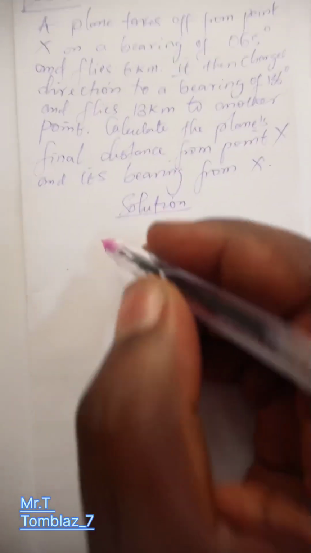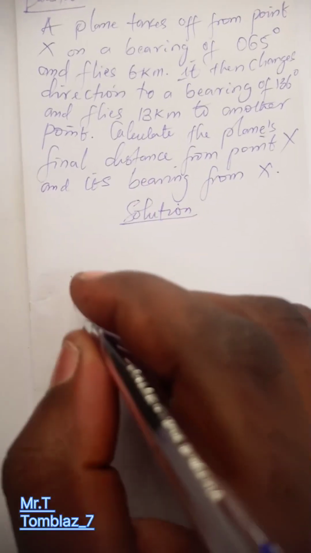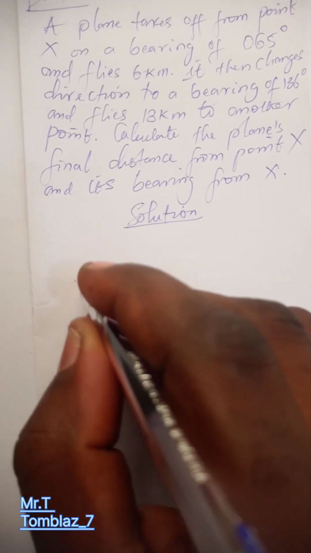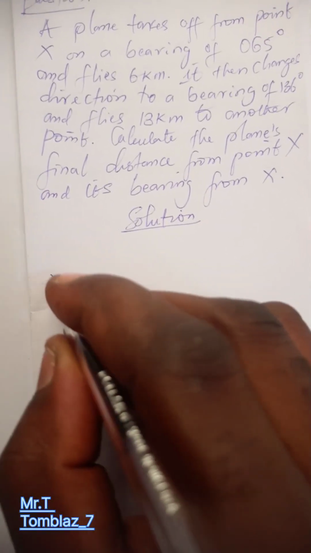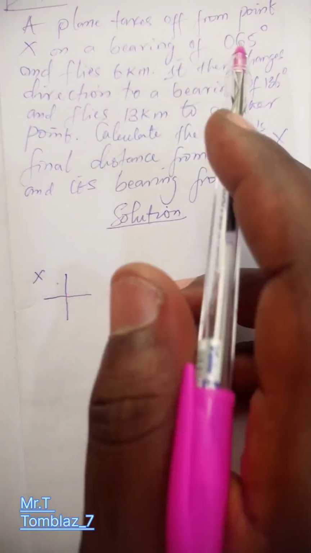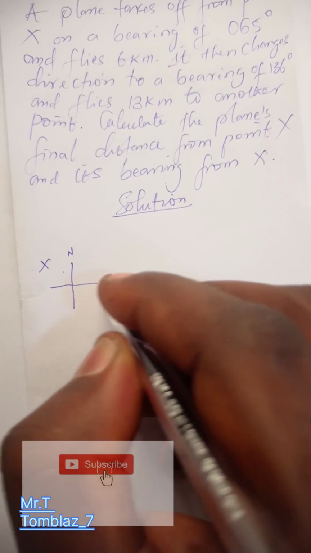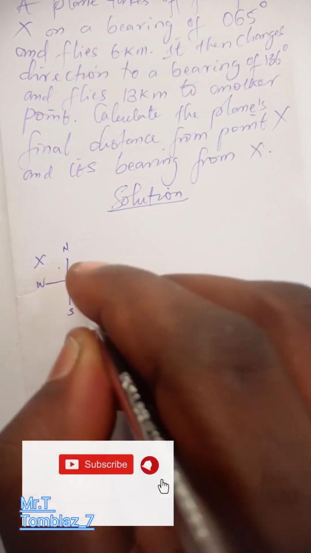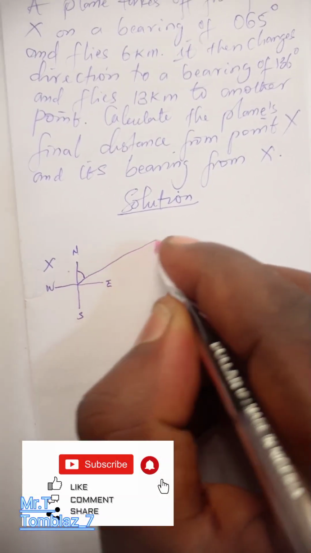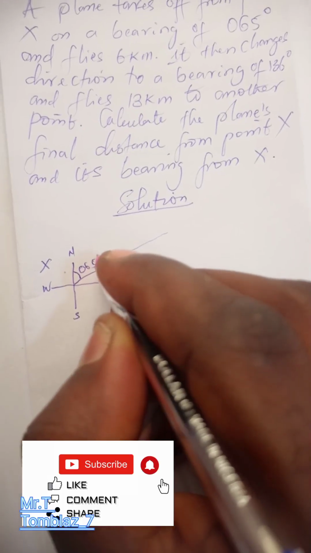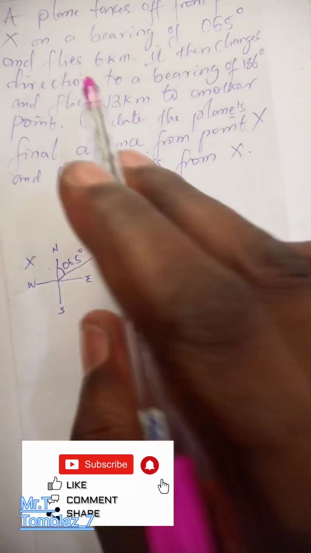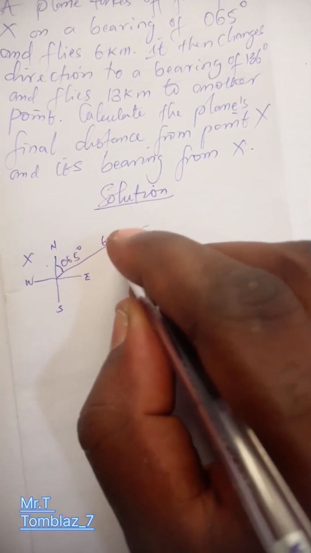So here, first of all, let's take for instance that this is the point where the plane starts. So we'll draw our cardinal points and we'll call it X. They say it has this bearing. So a bearing of 065 is from north to east. We have south and west. So we have something like this, 065 degrees. And then it flies 6 kilometers. So this is 6 kilometers.